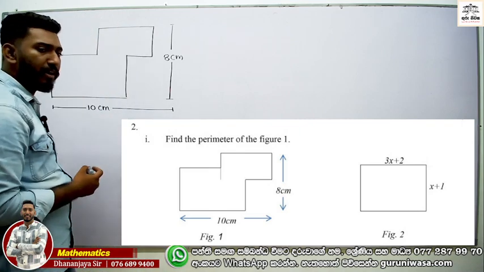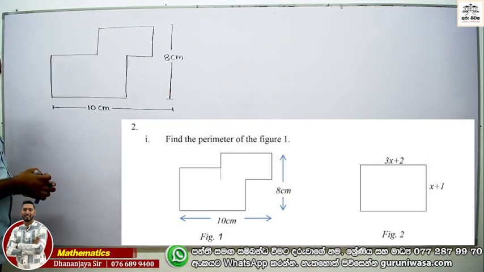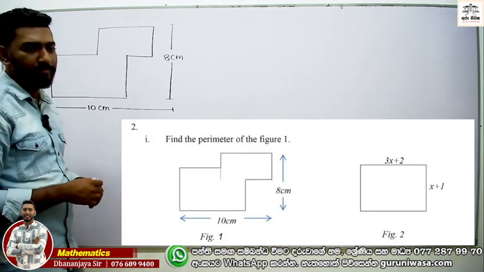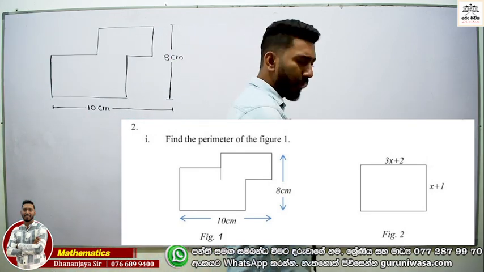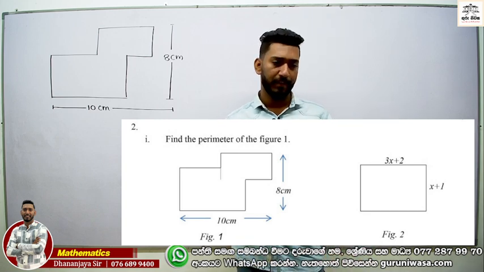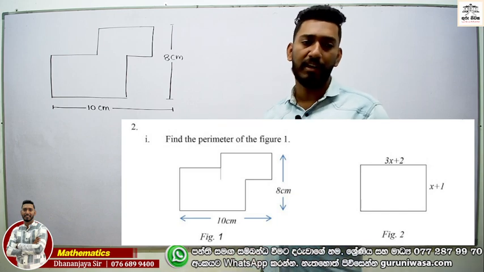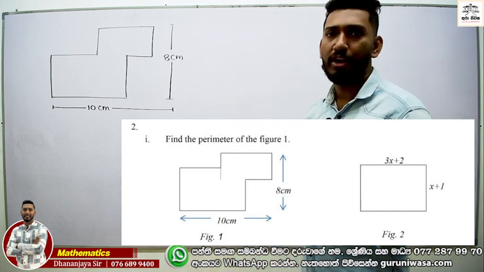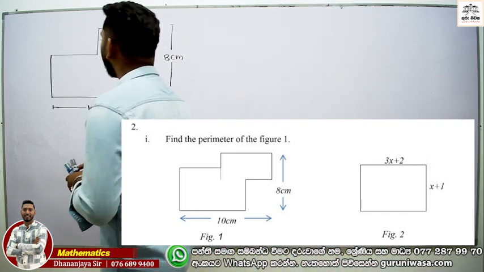And question number 1 is to find the perimeter of figure 1. Perimeter means you need to add all lengths around this figure. All lengths. That means we need to add up everything around the edge. Right?